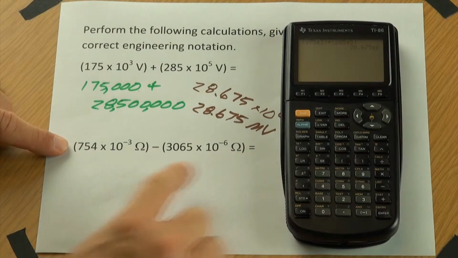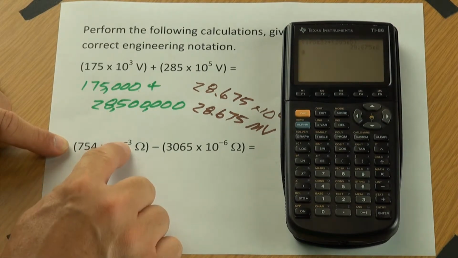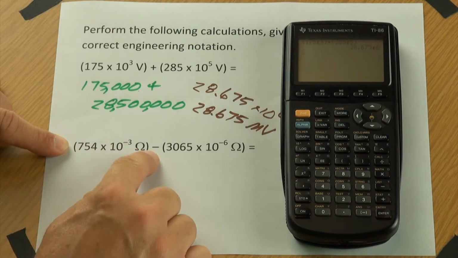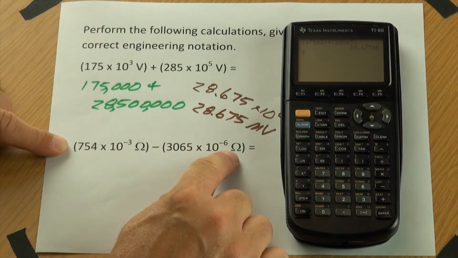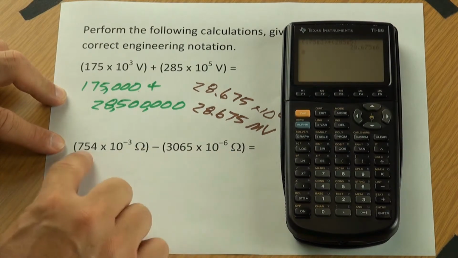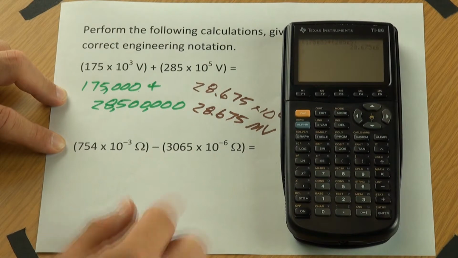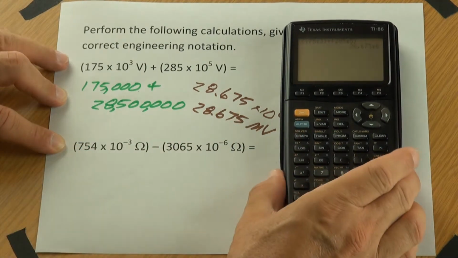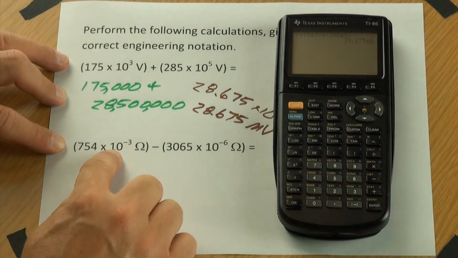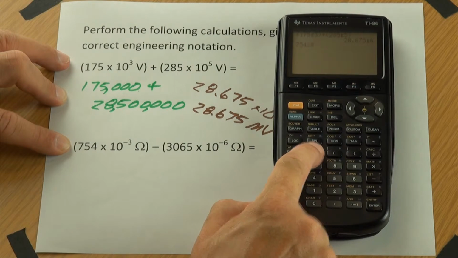We can do the same sort of thing with this next problem that I have here. This one's dealing with resistance. I've got 754 times 10 to the negative 3rd ohms minus 3065 times 10 to the negative 6 ohms. So what I want to do is simply enter this information in. Of course, ohms is the units that I'm measuring in, so that doesn't go into the calculator. But what I need to do is use the EE button to be able to enter these exponents. So we've got 754 EE negative 3.